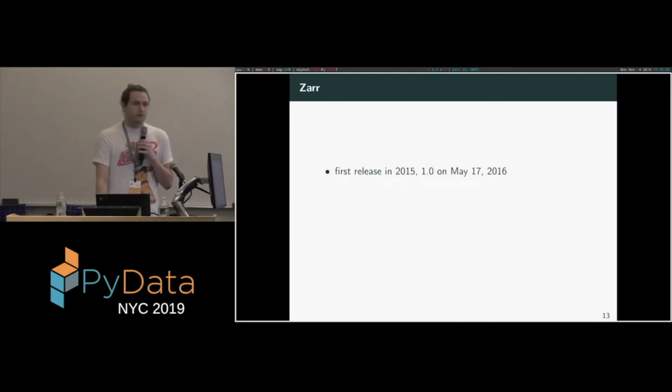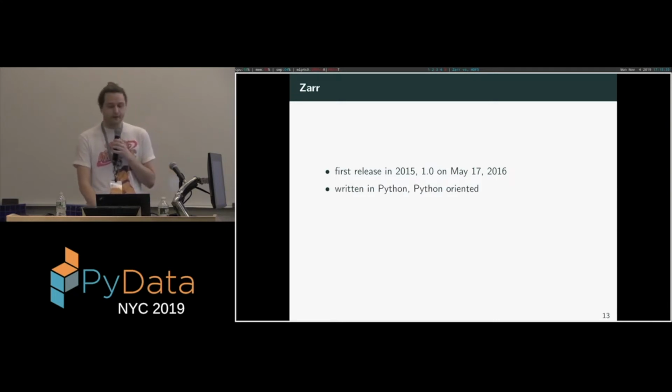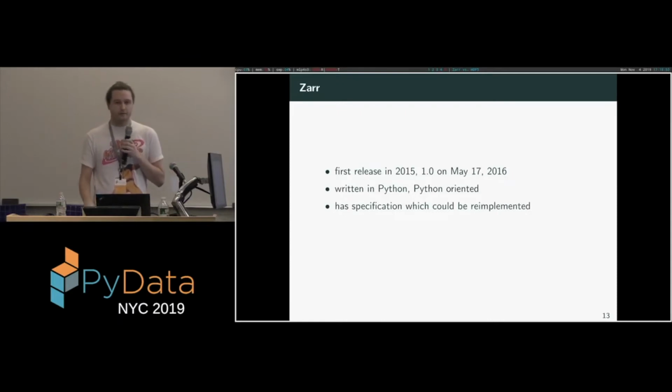Zarr, on the other hand, was first released in 2015, and the 1.0 release was sometime in 2016, so it's much, much newer. It's written in pure Python, uses NumPy, but other than that, I think there's no native code in Zarr. And I would say that at least for now, it's very much Python-oriented. It's designed to be consumed from Python with the Python ecosystem in mind. However, it does have a reasonable specification that could be re-implemented and has been re-implemented in C++. I don't know how stable that implementation is, but it is possible. And the Zarr team is working on making that more of a spec than a Python code artifact. So this will probably improve in the future.